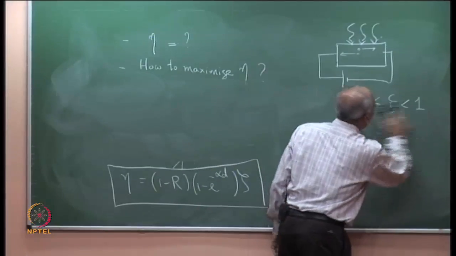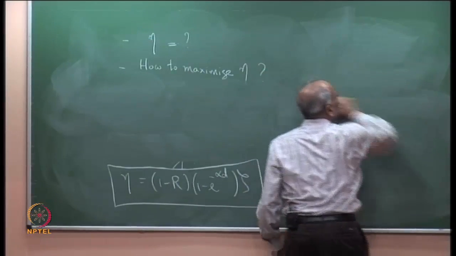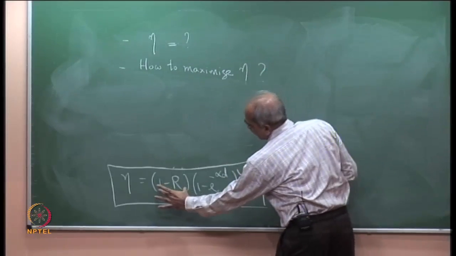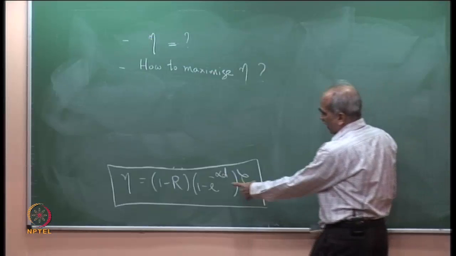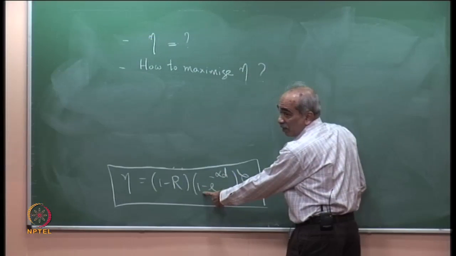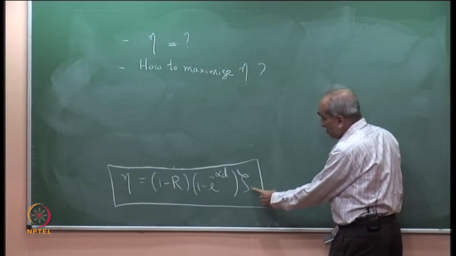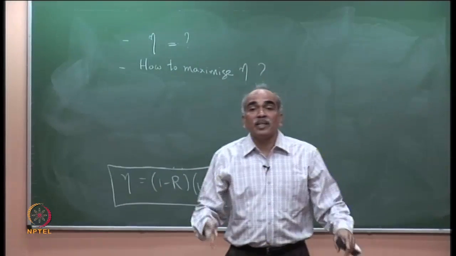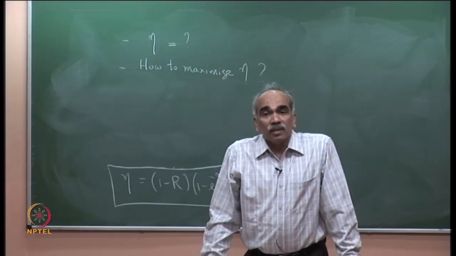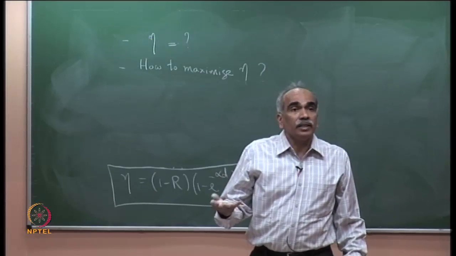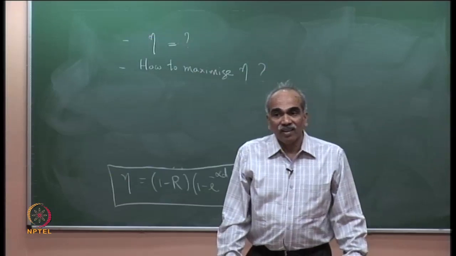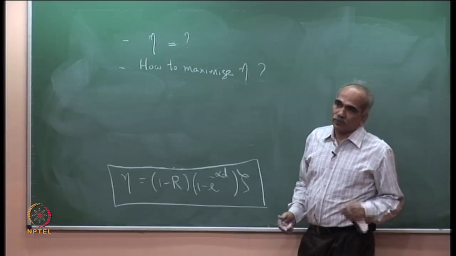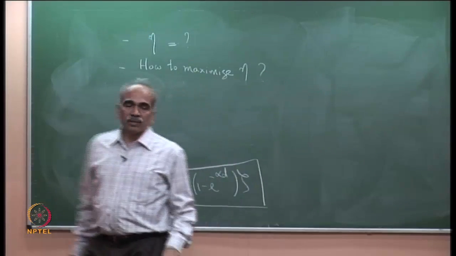How can we make R equal to 0? If I can make R equal to 0, then this quantity will become 1. If I can make this equal to 0, this quantity will be 1. If I can make this equal to 1, this will also be 1, and eta will become 1. Quantum efficiency of 100%. In practice, one can get quantum efficiency of 90 to 95%. It is possible. So ideally, if everything is taken care of, you will get quantum efficiency 1, but normally around 0.9 is the quantum efficiency.